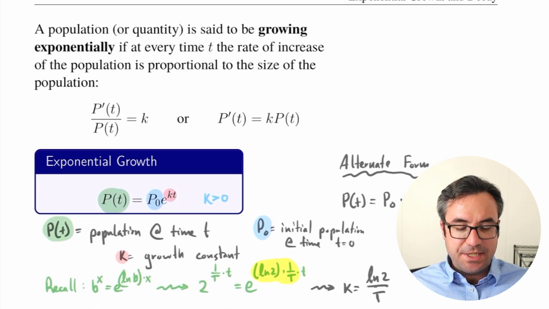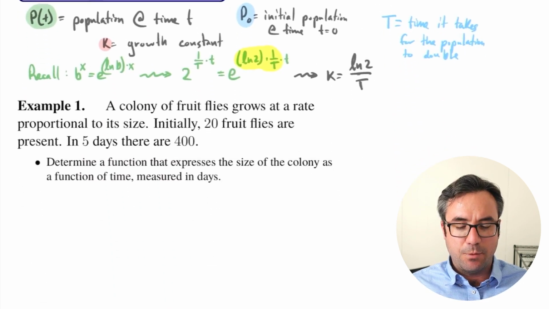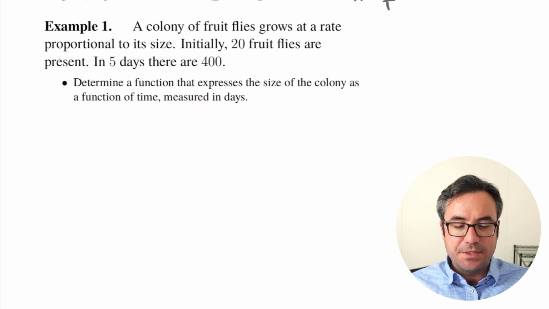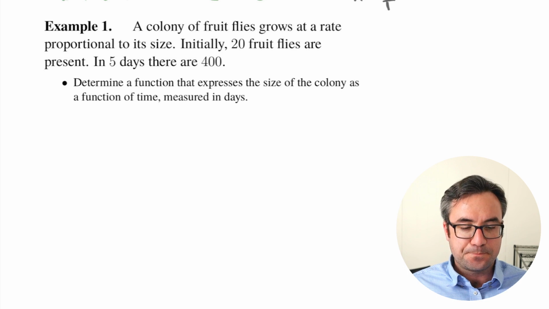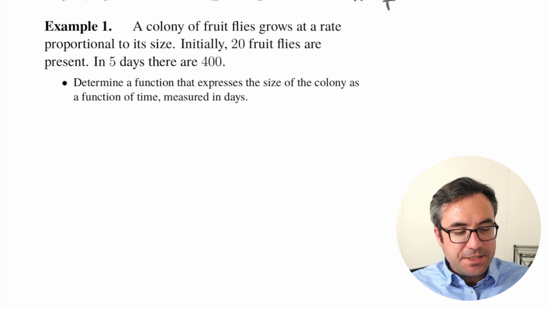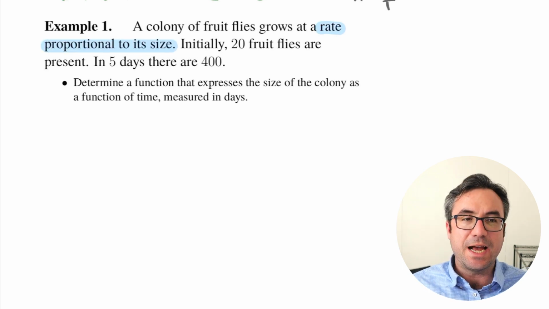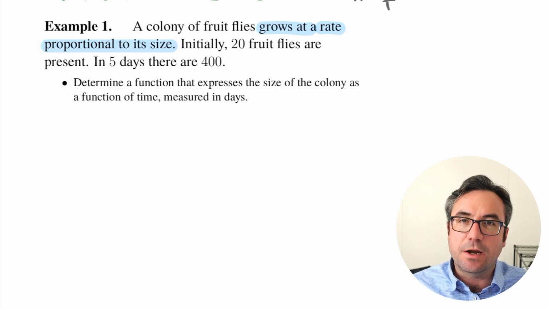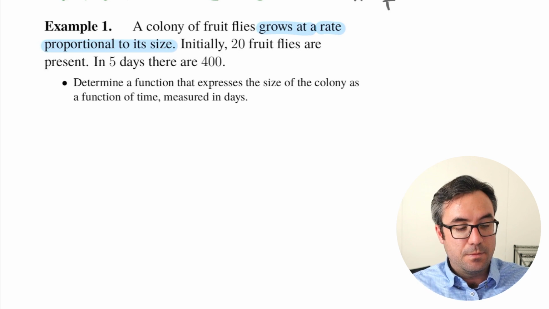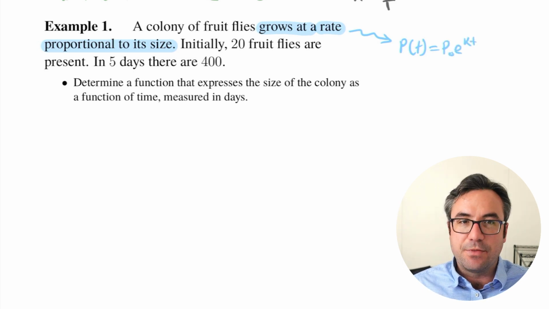All right. And so if we're looking at examples, let's look at example 1. What we have in this example is a colony of fruit flies that's growing at a rate proportional to its size. And this phrase here, the growth rate proportional to its size, that really implies that we're talking about exponential growth. So this tells us we're dealing with an exponential growth curve. And we'll just write down the formula there.